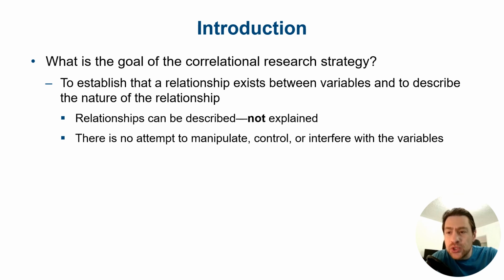So with a correlational strategy, the most you can say is that there is some relationship between variables. And you can describe that relationship as well, but you can't say why it exists. You can't say that one variable is causing a change in the other.